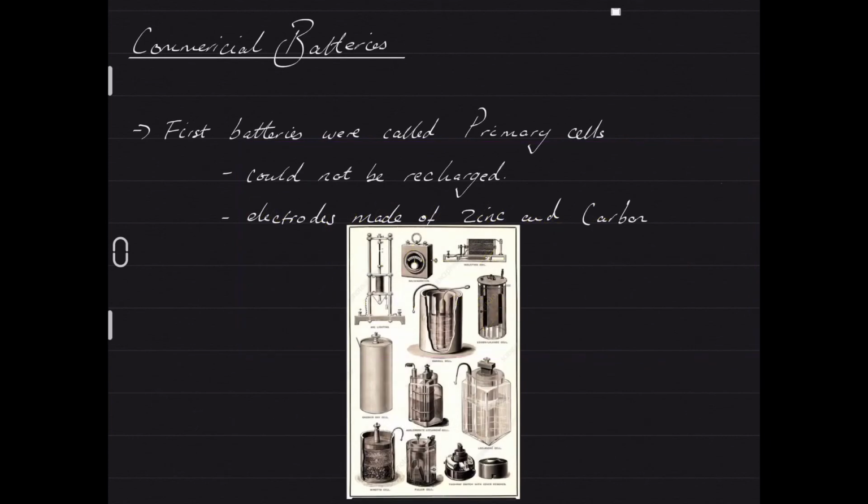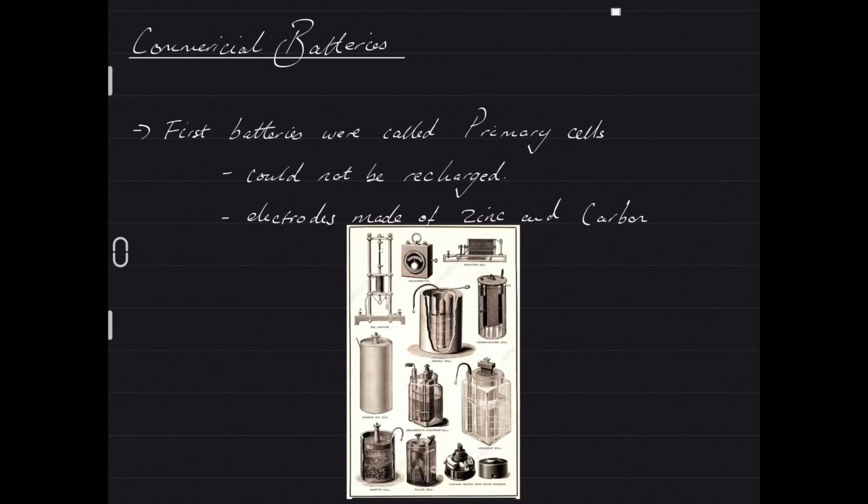Now we'll look at commercial batteries. We've just seen how a simple electrical cell can be made with different metals, an electrolyte solution and a piece of wire as well. Now we move on to the commercial batteries. The first batteries were called primary cells. They could not be recharged, and the electrodes were made of zinc and carbon. If you refer back to your reactivity series, you may have noticed that carbon was also included in the list. So we make use of the position of carbon in the reactivity series.